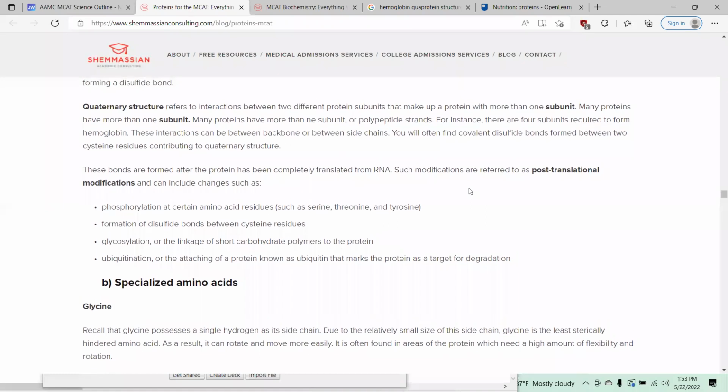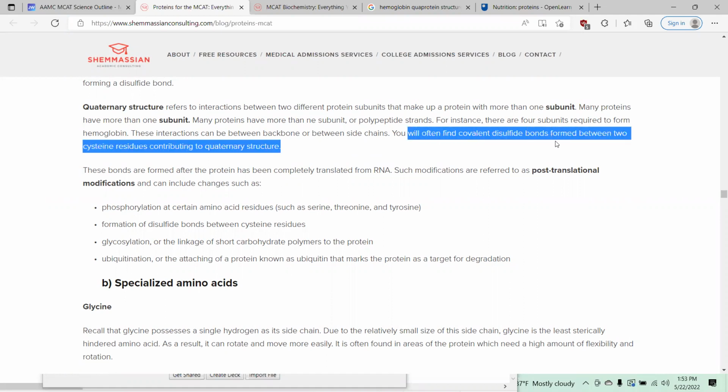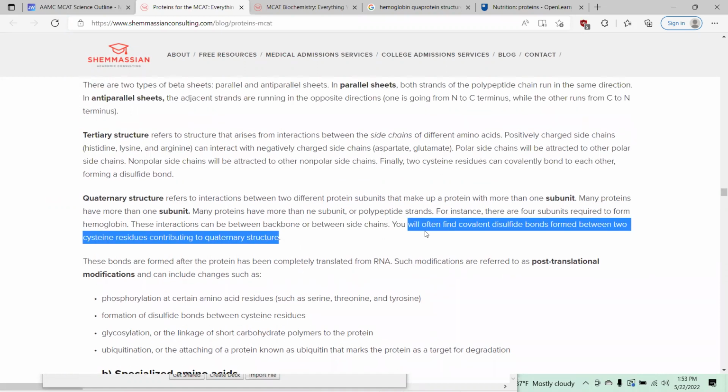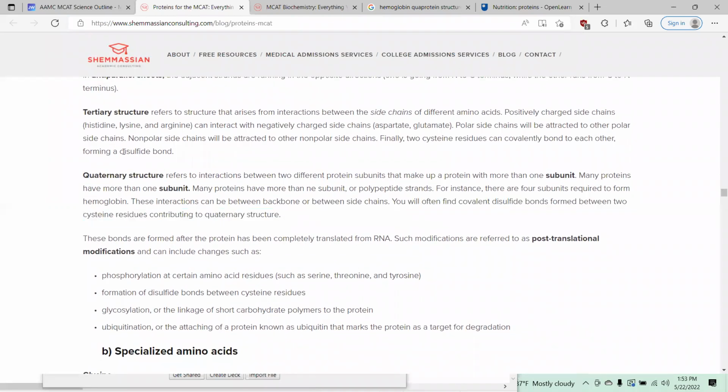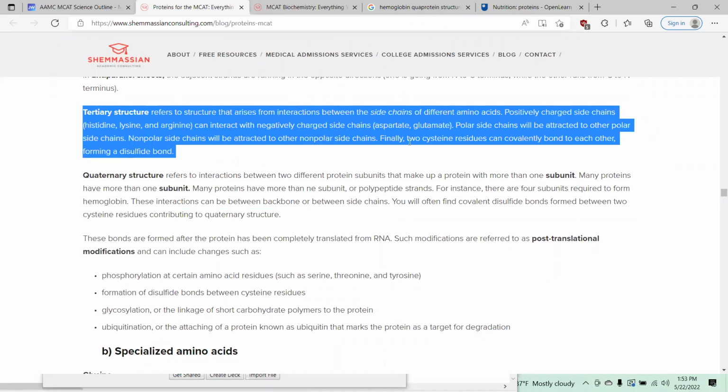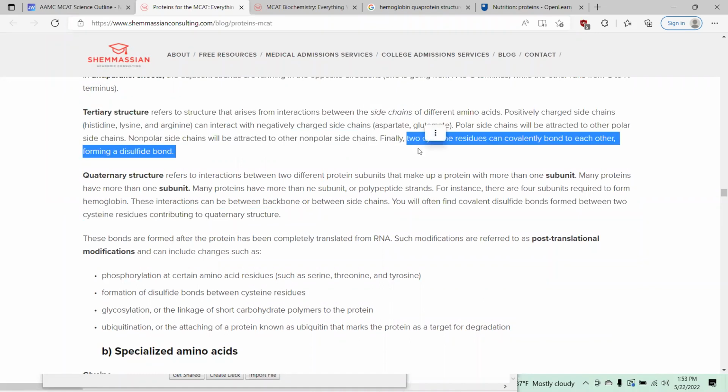Okay, so that's basically, in a nutshell, the four different levels of protein structure. And you'll often find covalent disulfide bonds formed between two cysteine residues contributing to quaternary structure, but it doesn't mean that it's quaternary. It can also be tertiary structure. Cysteine residues start as tertiary structure.